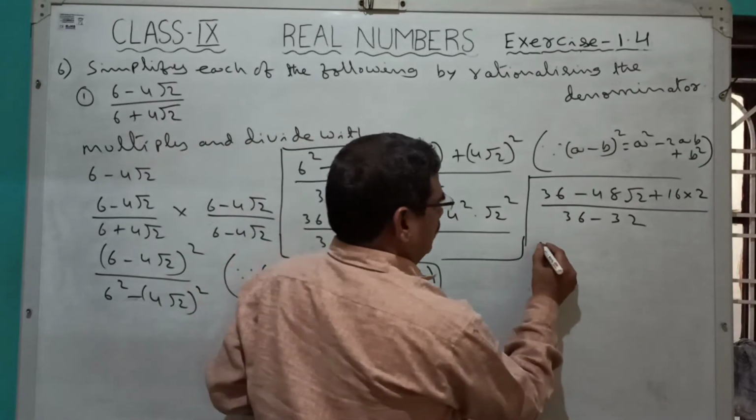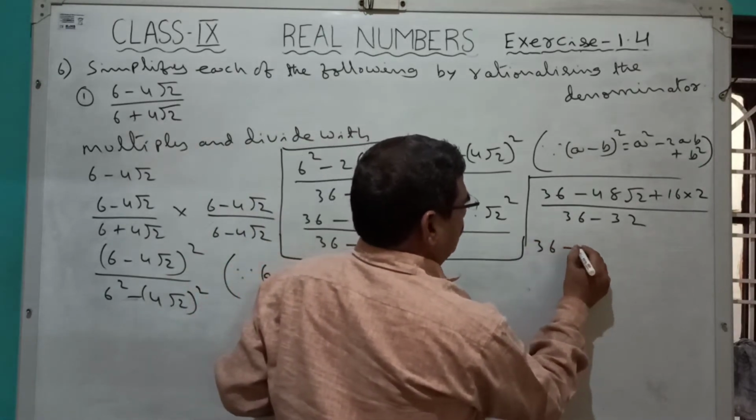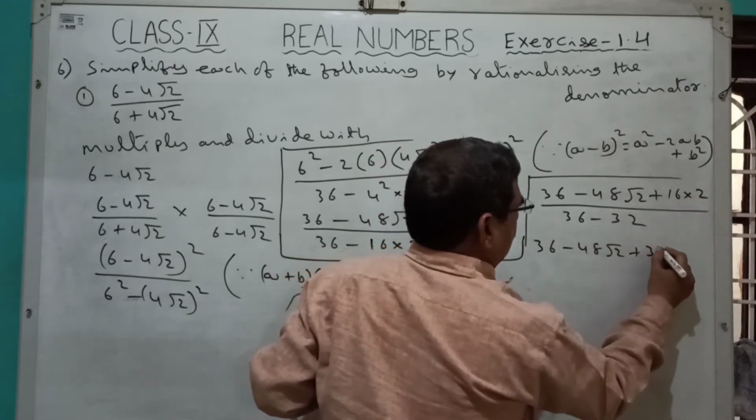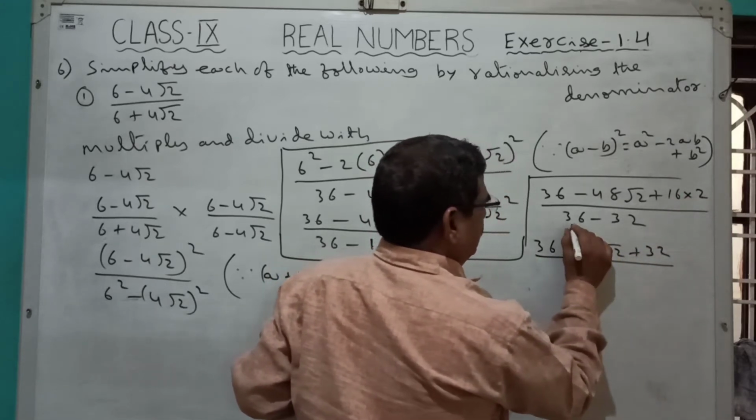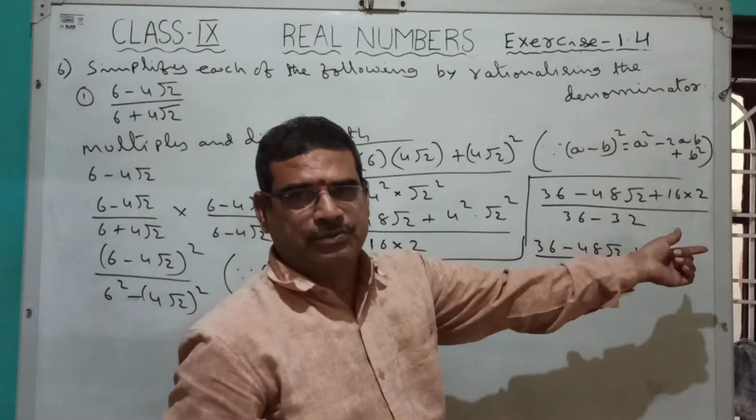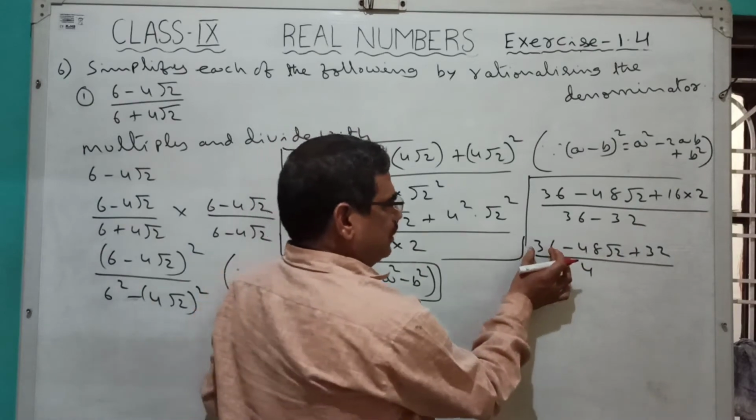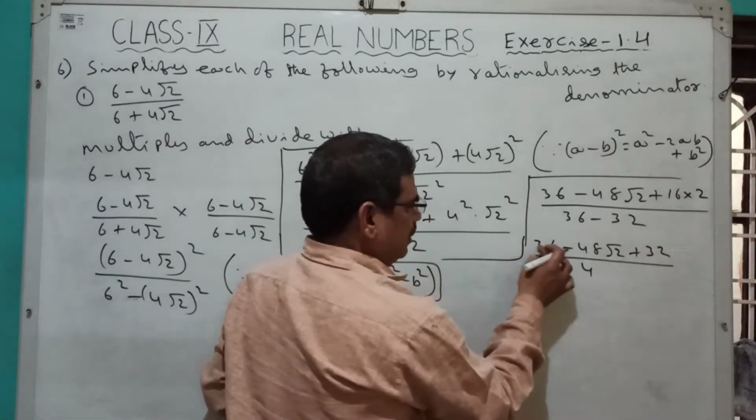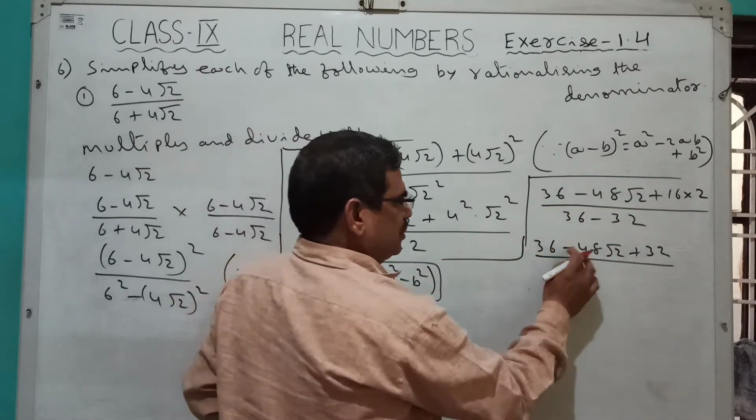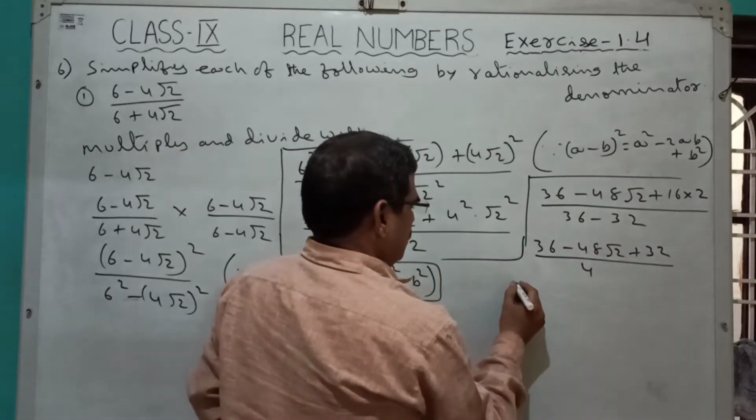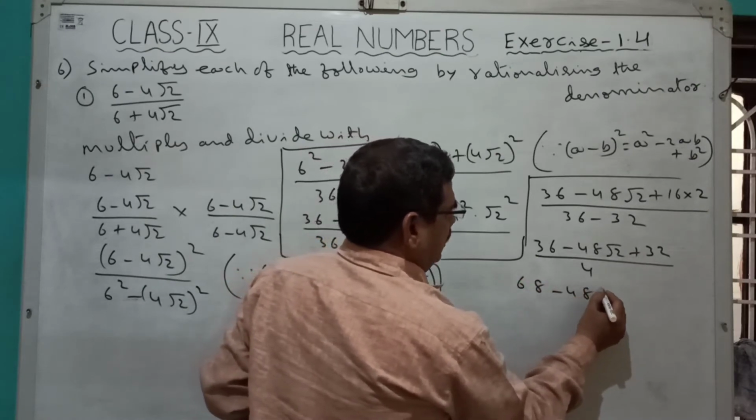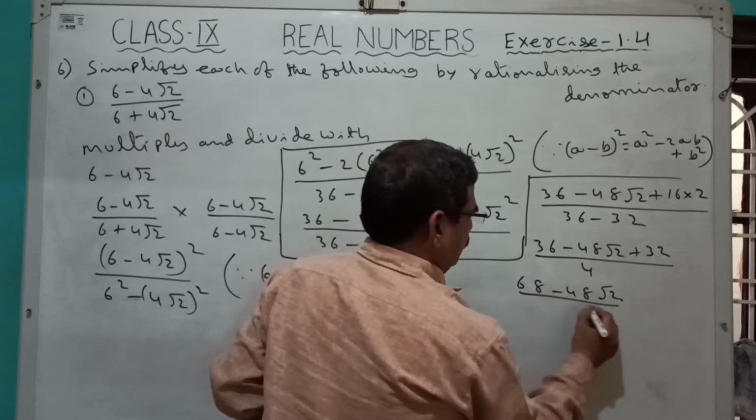In the numerator, 36 minus 48 root 2 plus 16 2s are 32, by 36 minus 32, plus 36 minus 32 plus 4. Here 36, 32 plus symbol, here also plus symbol, same symbols, we have to add them. By adding 36 and 32, we get 68, minus 48 root 2 by 4.